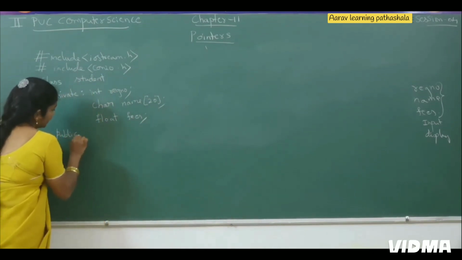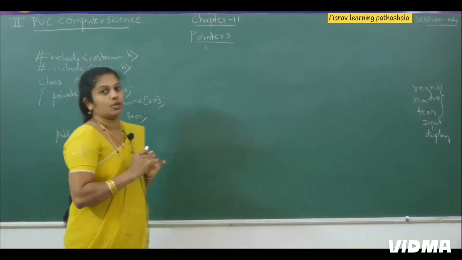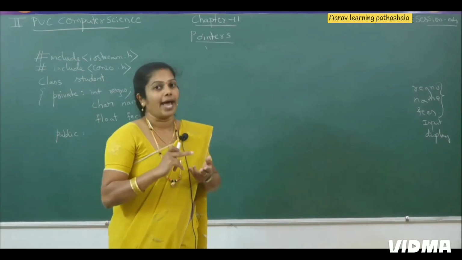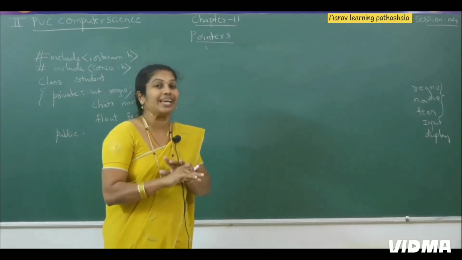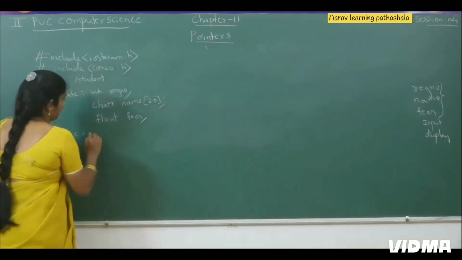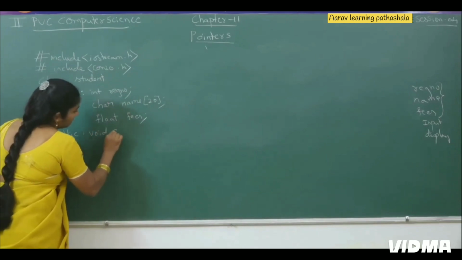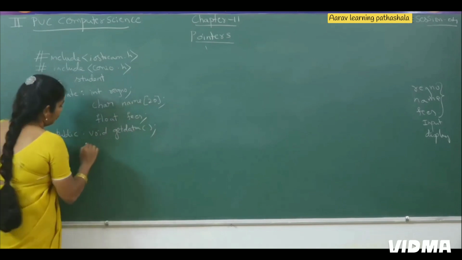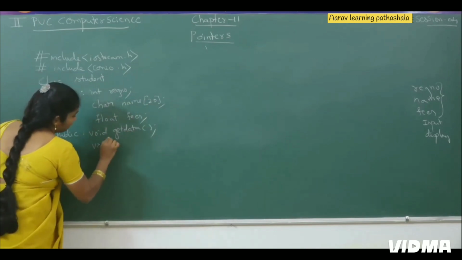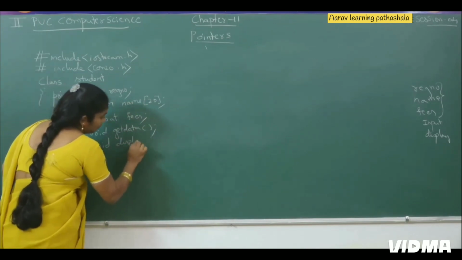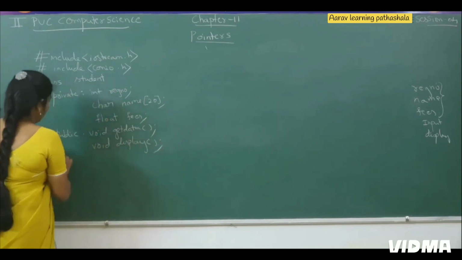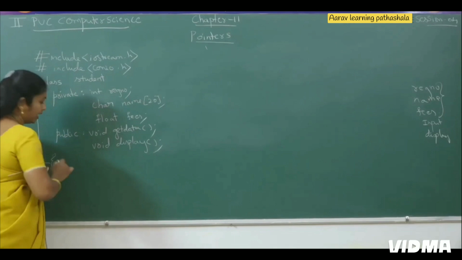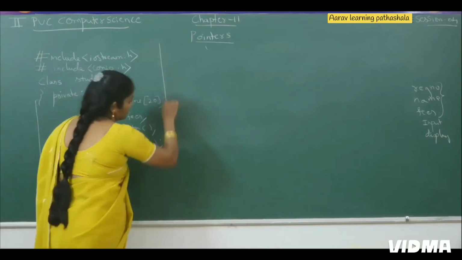Next, in the public section, declare the functions. Here we need only 2 functions. One is for input purpose and one more is for display purpose. We are not doing any calculation here. The first one is void getdata function for input purpose. Next, one more function, void display function. Then we are not doing any calculation. Then close the class. To close a class, after the curly bracket, you have to put a semicolon. This is the first part.